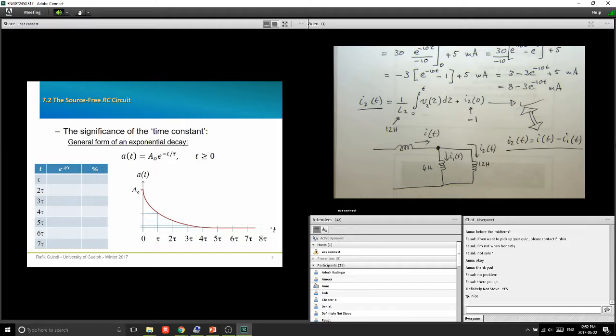Any other questions? Yes? Yes, I'm going to post the answers for the problem sets all the way up to chapter 5. I'm going to do that as well.